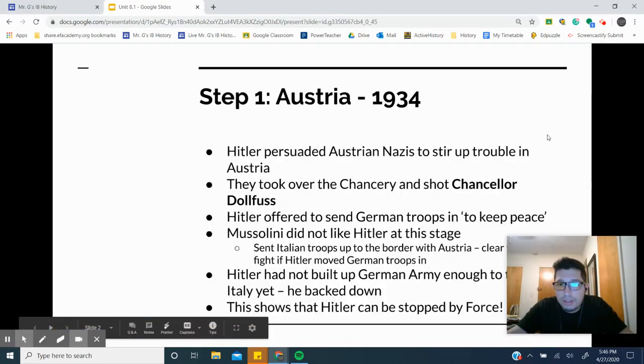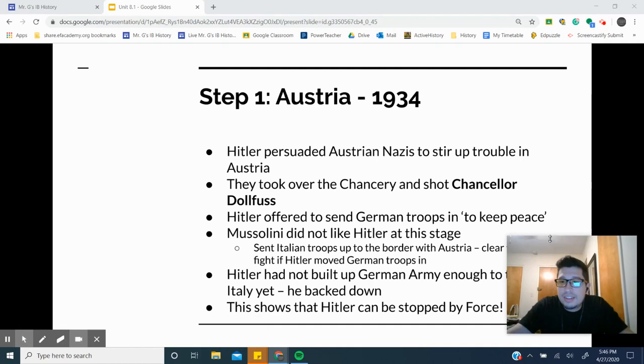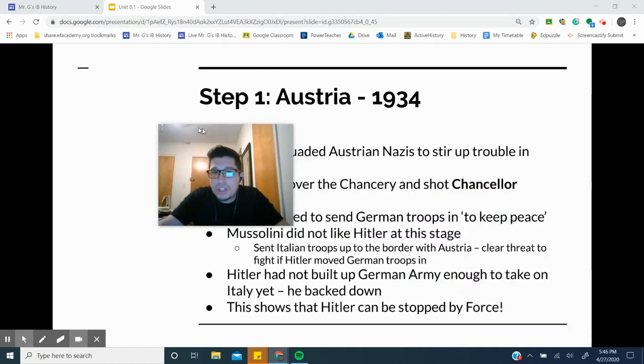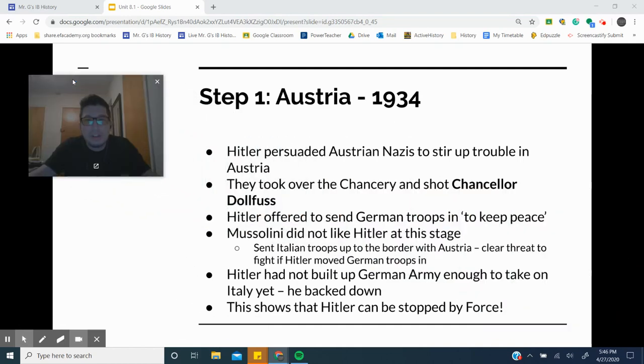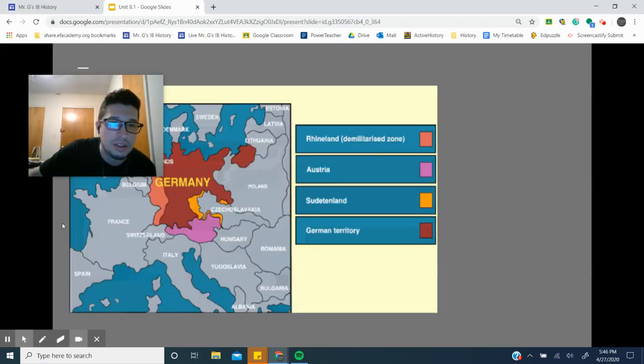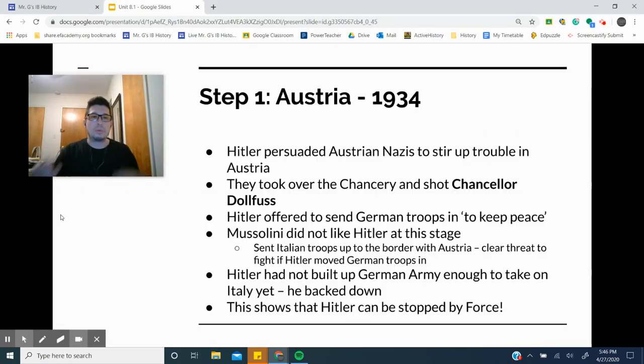Okay, step 1. This is the first Anschluss with Austria, and this is going to take place in 1934. What you need to remember is what is going on. In order to make sense of the short-term causes of World War II, you need to understand what was going on. This is really where connectivity is a huge element. So 1934, what's going on? Where is Germany? Where is Hitler?